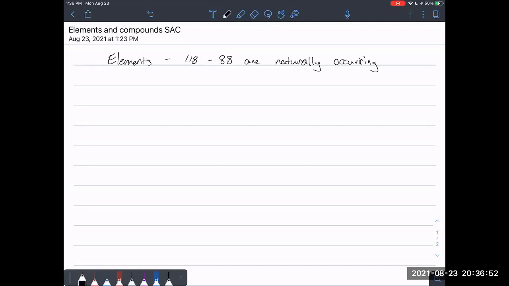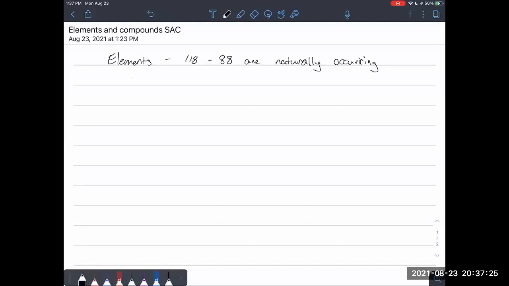Okay. The first 92 elements are, sorry, 88 of the first 92 elements are not radioactive. After element 92, which is lead, all of them are radioactive. Okay. There are a few others: astatine, francium, promethium, and technetium. They are also radioactive.